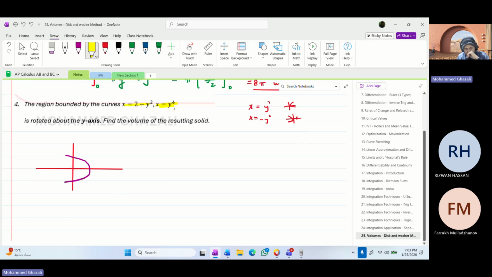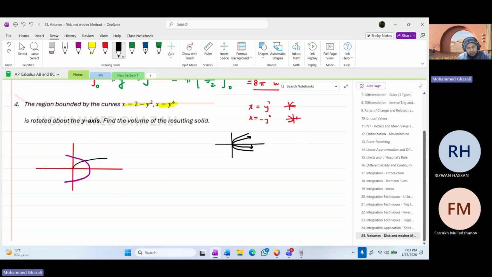Now let's look at x equals y to the power 4. What about x equals y squared? x equals y squared is like this. And then y to the power 4 will be going a little bit faster. It's a little bit more on the inside, so that graph is a little bit more on the inside like this.